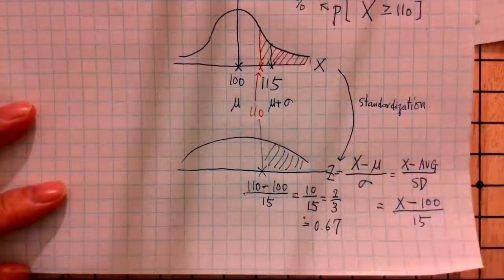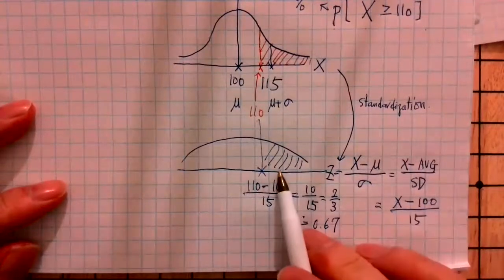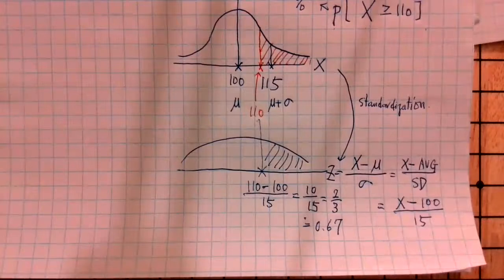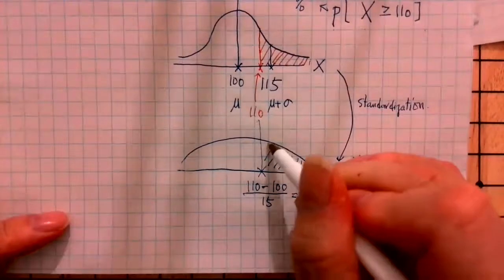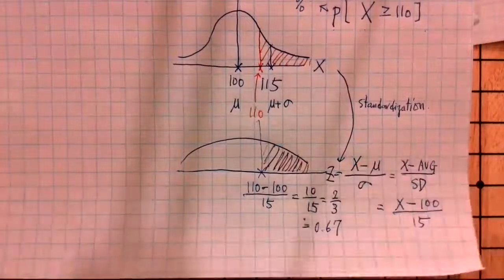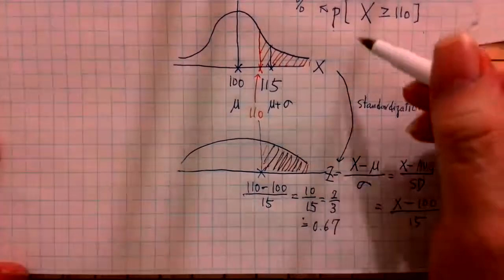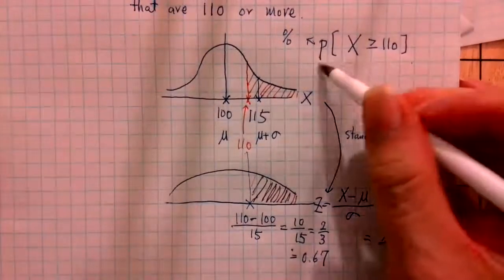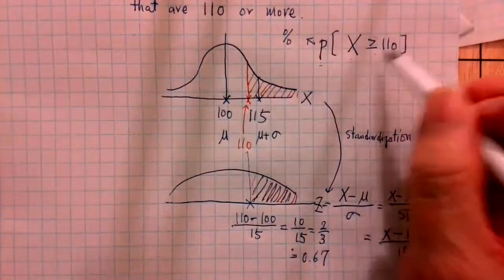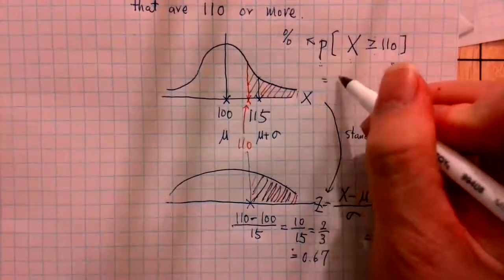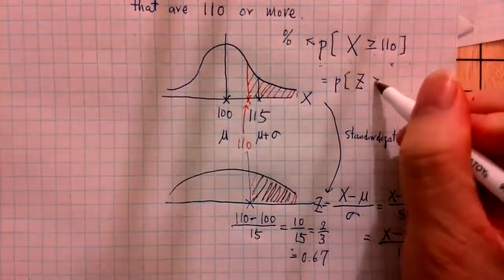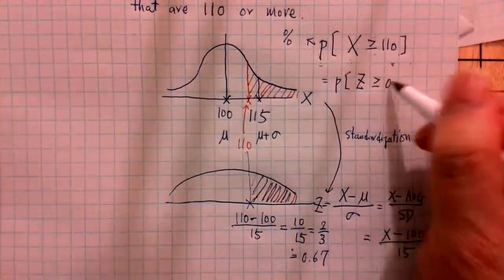So this is the area we are looking for. Let me use the red shady area. And after you standardize it, the probability that the x-score is greater than or equal to 110 changes to the standard unit, z-score greater than or equal to what? 0.67.